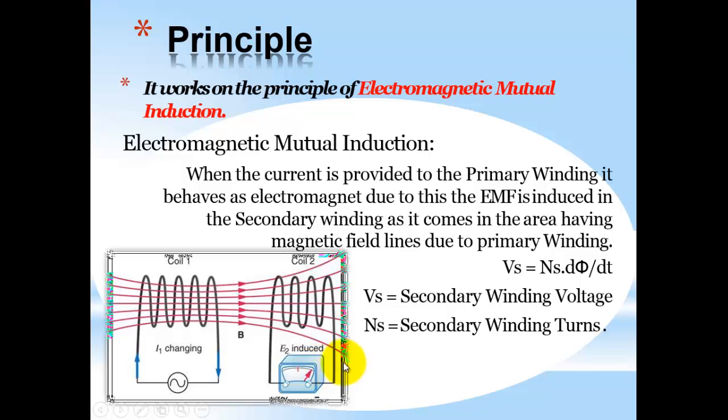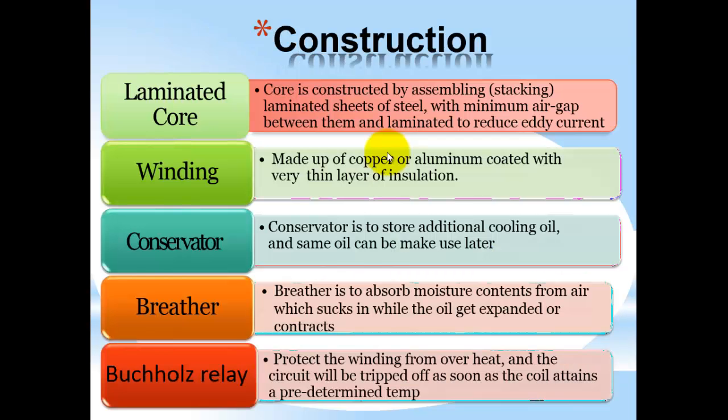And the voltage induced in the secondary winding is according to this formula: Ns dφ/dt, where Ns is the number of secondary winding turns and dφ/dt means the rate of change of magnetic flux. So the greater the rate of change of magnetic flux, the greater is the voltage induced in the secondary winding. So let us discuss the basic construction of the transformer.